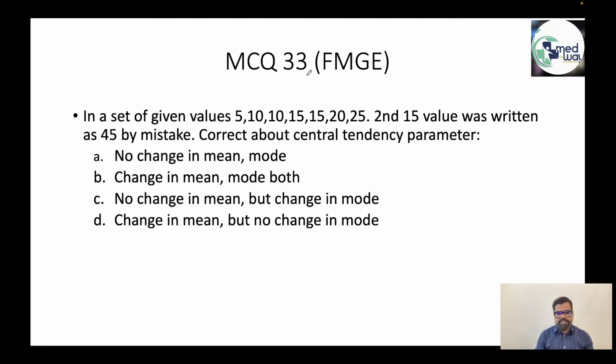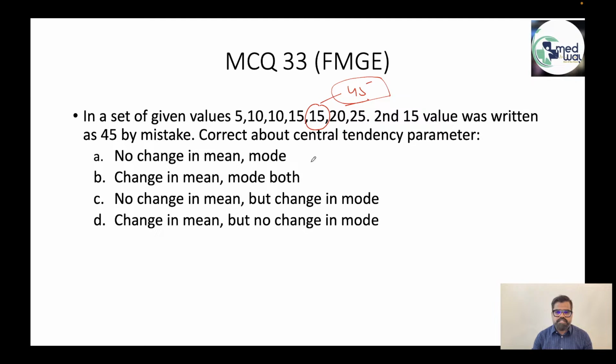Now let's take the next question. In a set of given values 5, 10, 10, 15, 15, 20, the second 15 value was written as 45 by mistake. Which of the following is correct about central tendency parameters?